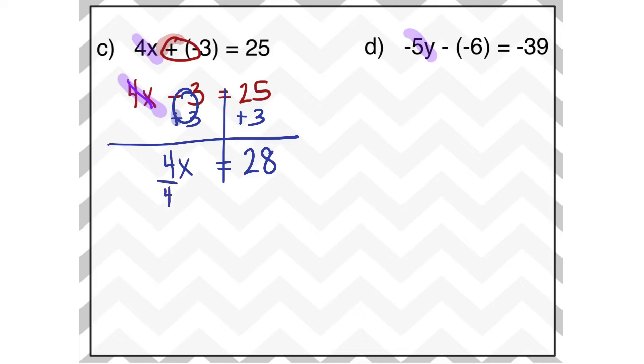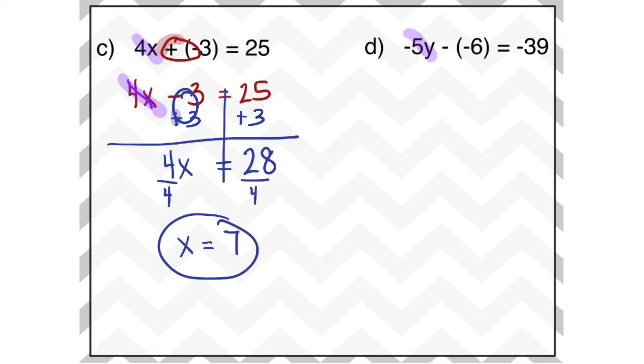Divide by 4. And our final solution is x equals 7. Technically, because we had that first step of combining our signs, you could call that a 3-step equation, which means at this point, you're pretty much a professional.